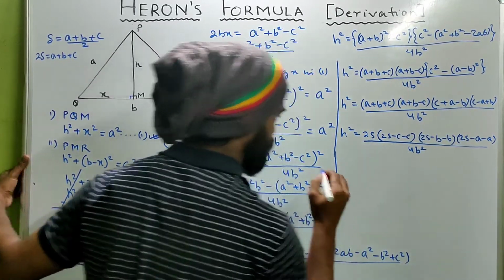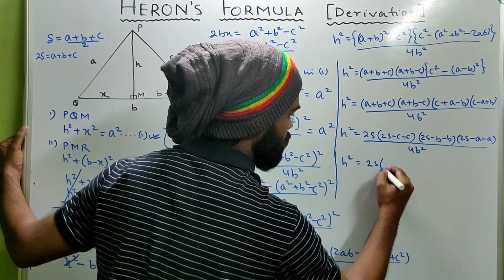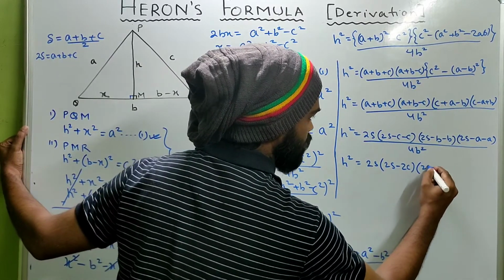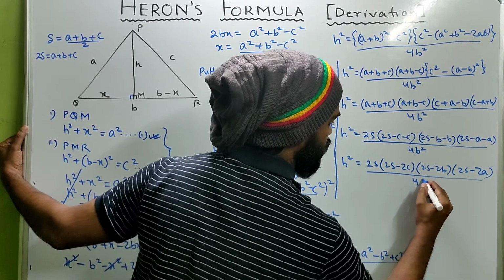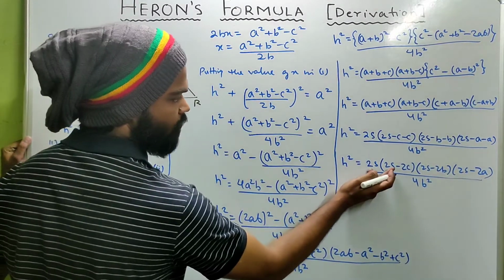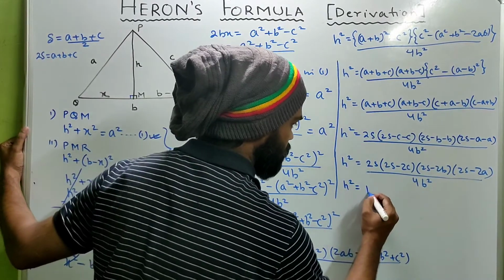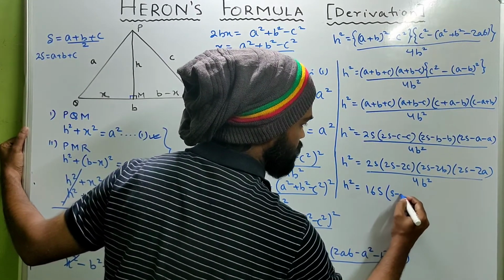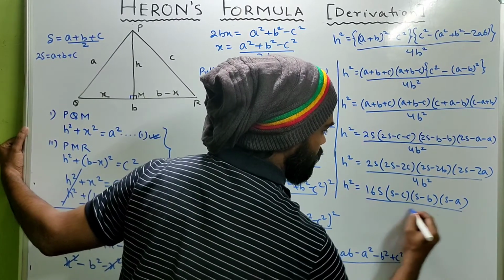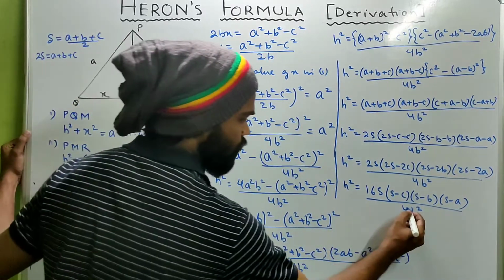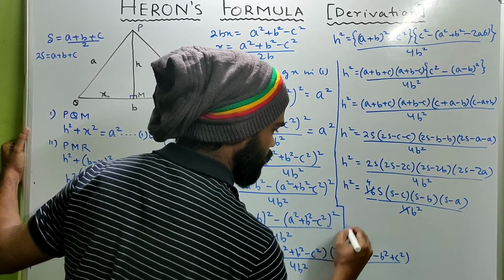We are almost there, you know. So h square is equal to 2s, 2s minus 2c, 2s minus 2b, 2s minus 2a by 4b square. Okay, I'll take 2 common from here, here, which means h square equals 2 to the 4, 4 to the 8, 8 to the 16. 16 s, s minus c, s minus b, s minus a by 4b square. For 1 time, 4 times. Which means, what we got?